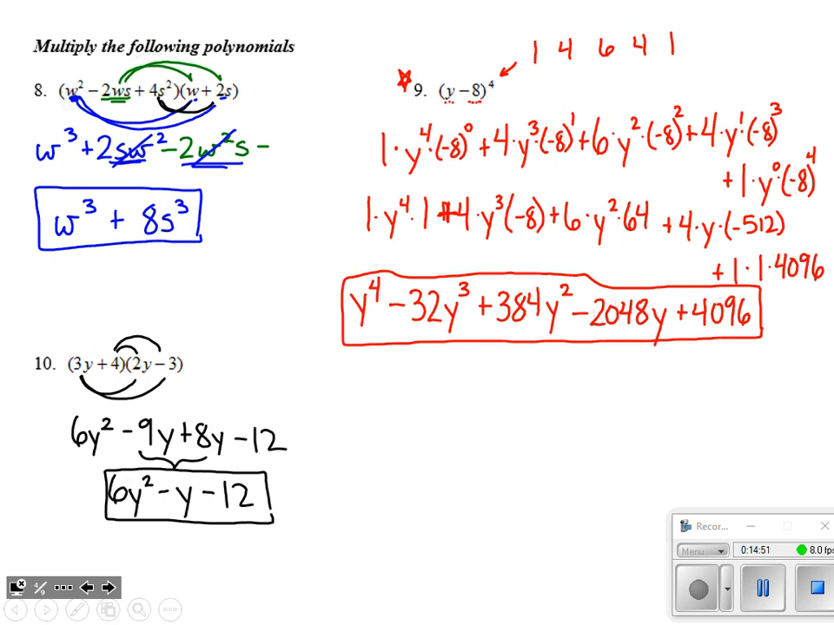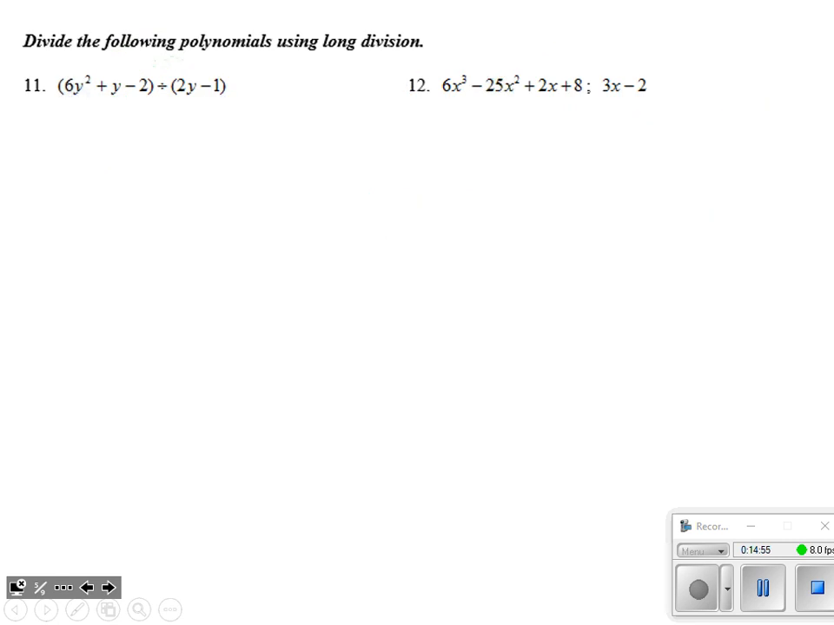So there we have it. There's some of the 4.2 material. Now we get into 4.3 where we are using division. So numbers 11 and 12, we're using long division to divide these polynomials out.